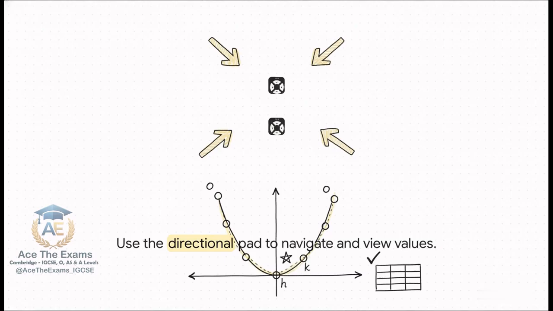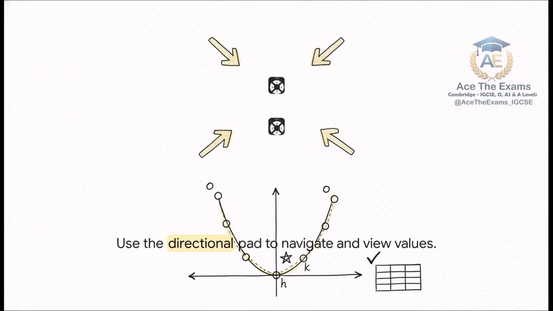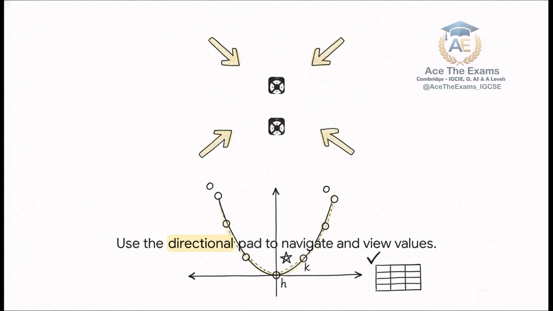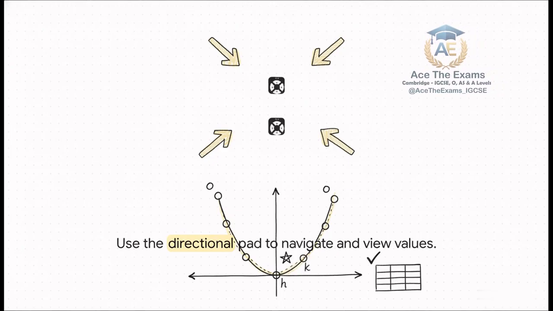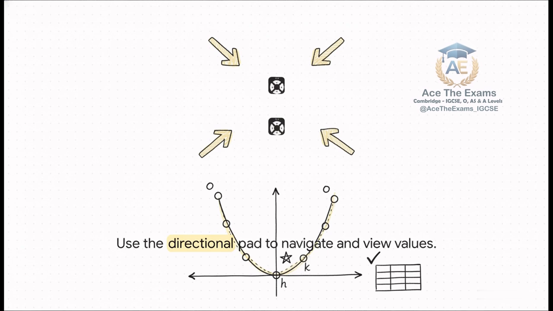And don't forget to use your directional pad to scroll up and down through the data. Really check out those surrounding values. Watch how the y values decrease, hit a minimum, and then start increasing again. That turning point in your data table should perfectly match the HK vertex we mapped out in Path B. By cross-referencing your calculated vertex with the GDC's generated table, you are essentially grading your own paper before the examiner even gets a chance to see it. It's a total game changer.